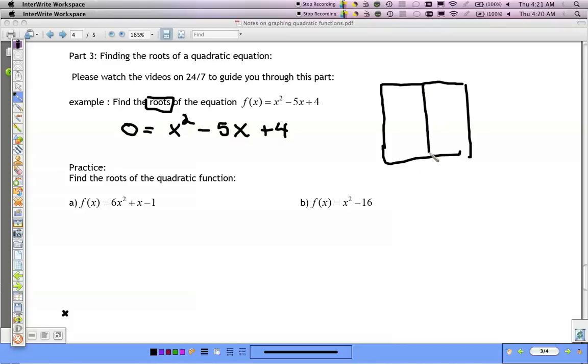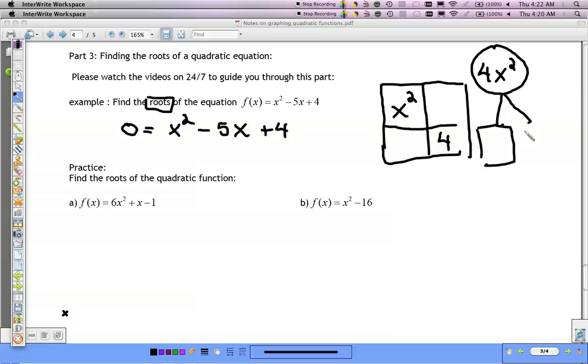And then we'll make a little box. So we have x squared in the top left, 4 in the bottom right. Then to find out what values are going to combine to negative 5, we want to multiply x squared times 4, and that gives us 4x squared, and see which factors of 4x squared are going to combine to be negative 5x.